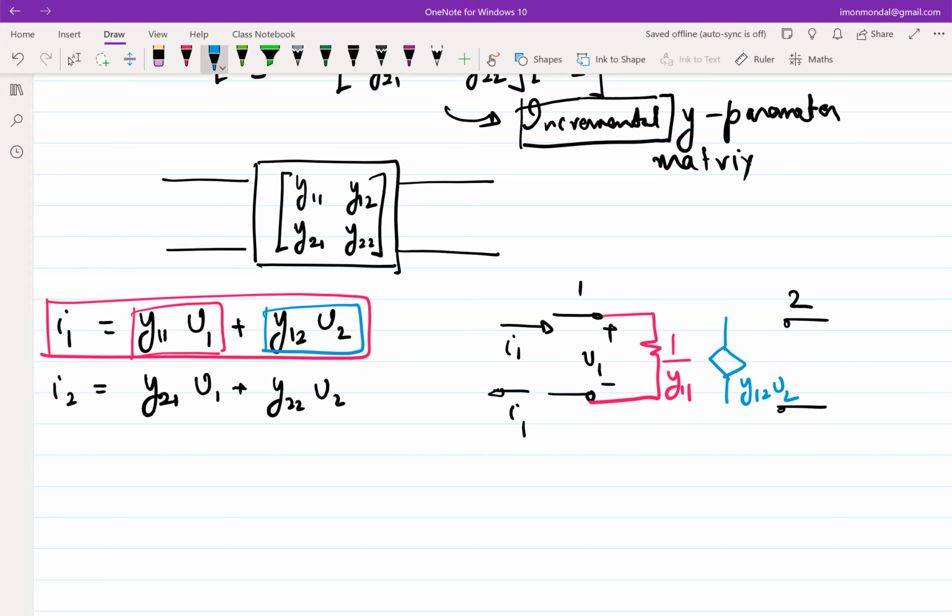Direction of the current, or rather I have to close the loop. What will be the direction of the current? Pointing down or pointing up? Pointing down clearly, because ultimately this current has to be Y11 times V1 plus Y12 times V2. Okay.